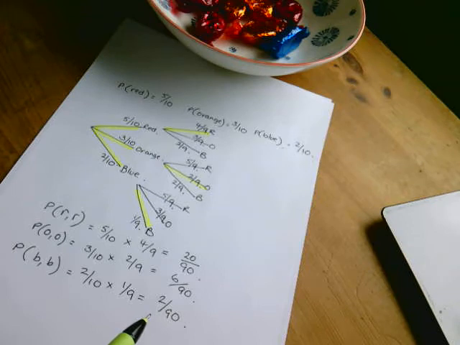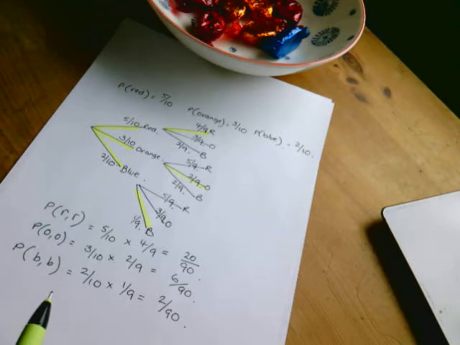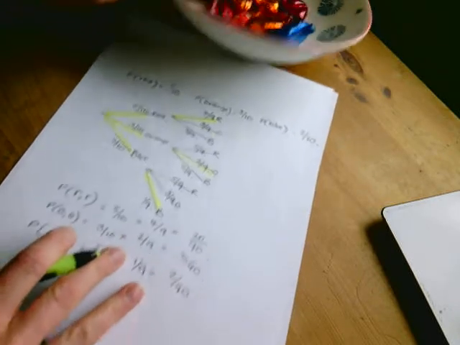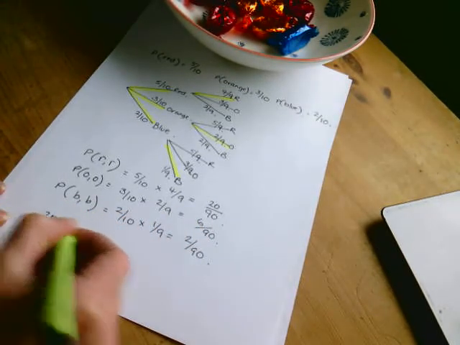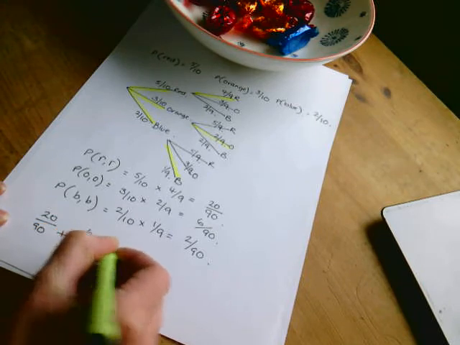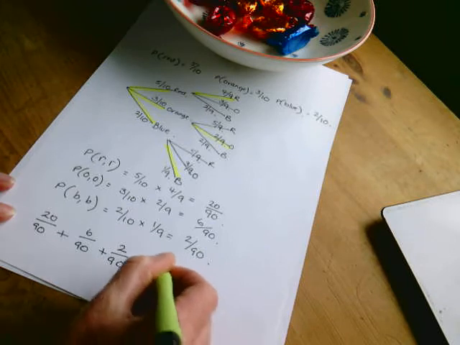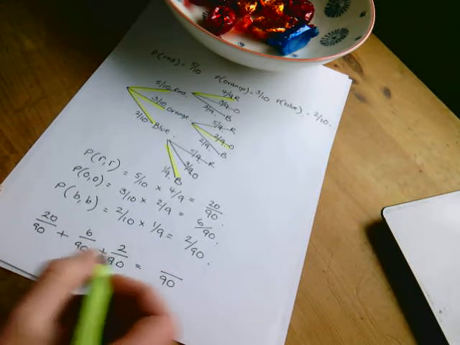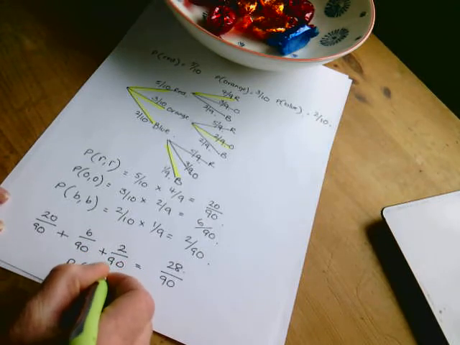So to get two the same, I have red, red, or orange, orange, or blue, blue. When we hear that word or in probability, to work out the probability of two the same, we need to add up the three different ways in which this could occur. So we're going to do 20 over 90 plus 6 over 90 plus 2 over 90. I've already got a common denominator. 20 plus 6 is 26, plus 2 is 28. So the probability of two the same is 28 over 90.